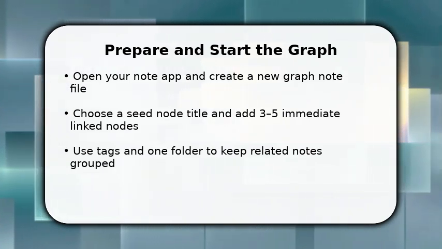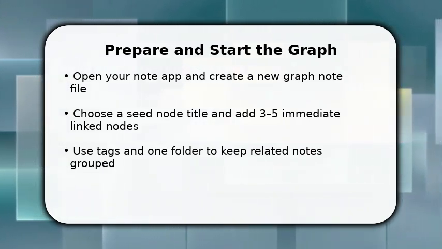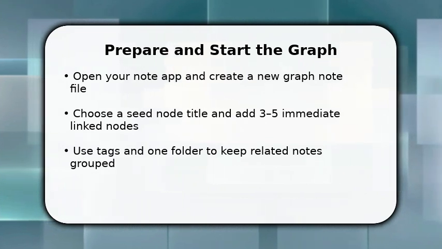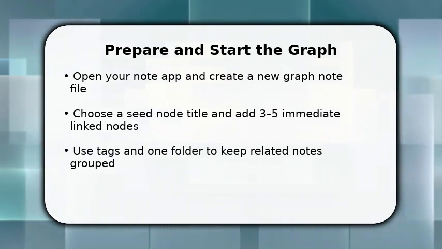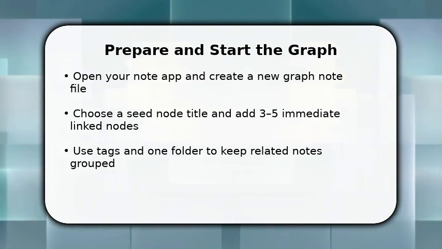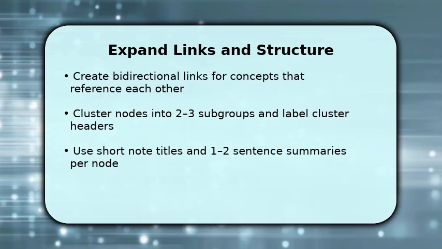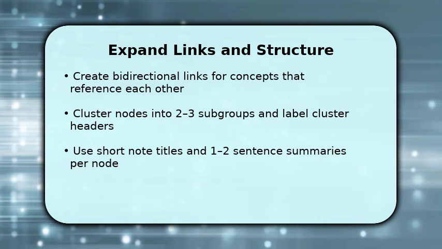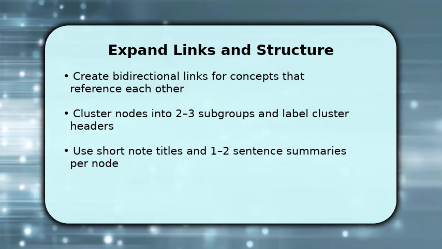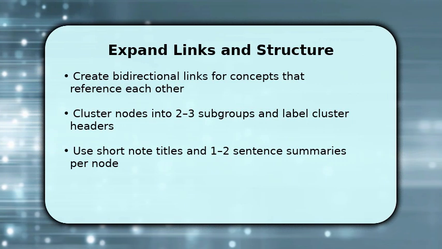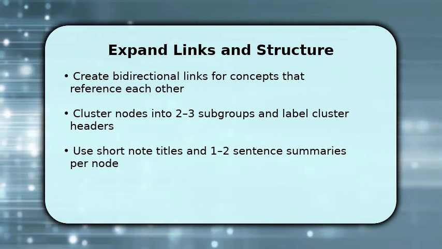You do this because a focused seed creates structure and prevents sprawling maps, and grouping with tags and folders makes future retrieval fast and reliable. Next, expand by creating bidirectional links where relationships are mutual. You add a link from A to B, and from B back to A so context appears both ways.